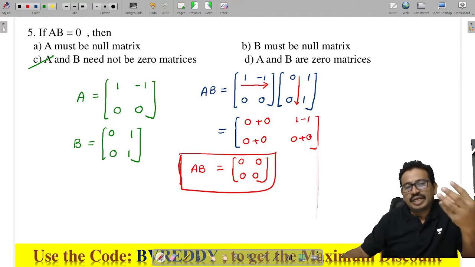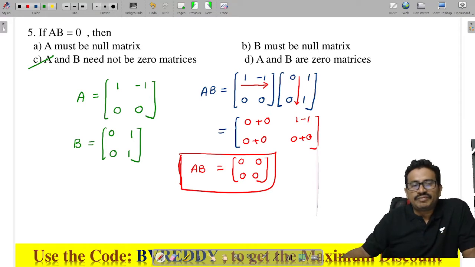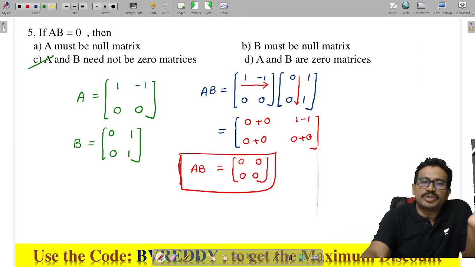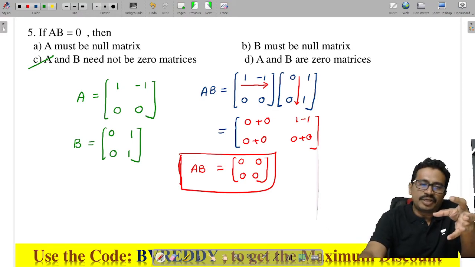For AB to be 0, A and B need not be 0 matrices. If A or B is 0, then definitely the product is 0. But even when A and B are not 0, the product may still be 0. Right, these are the linear algebra problems.